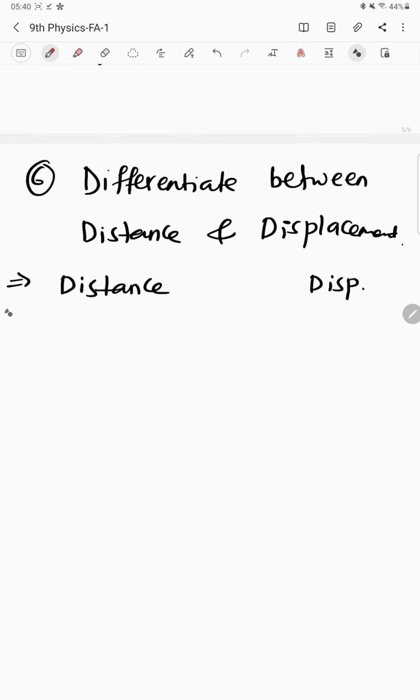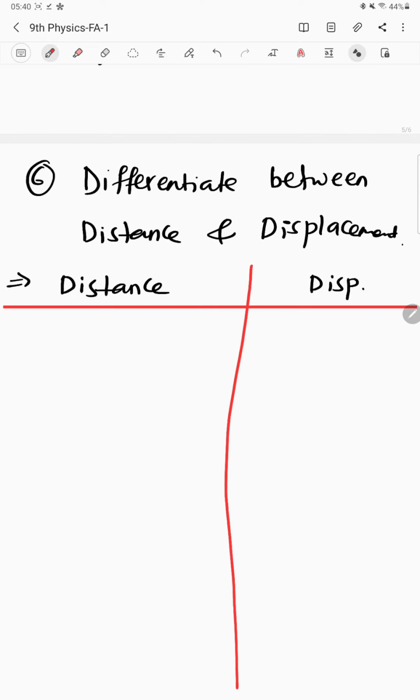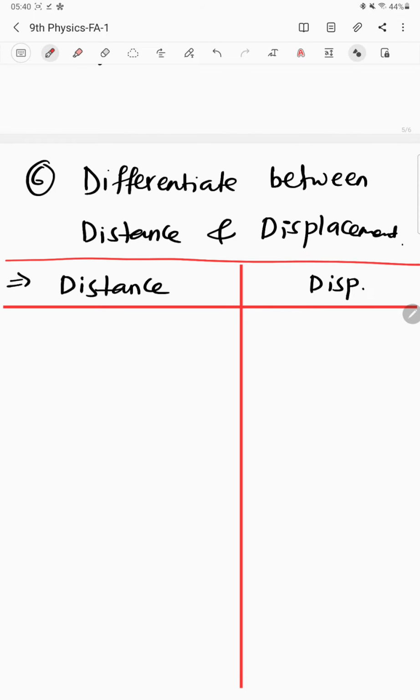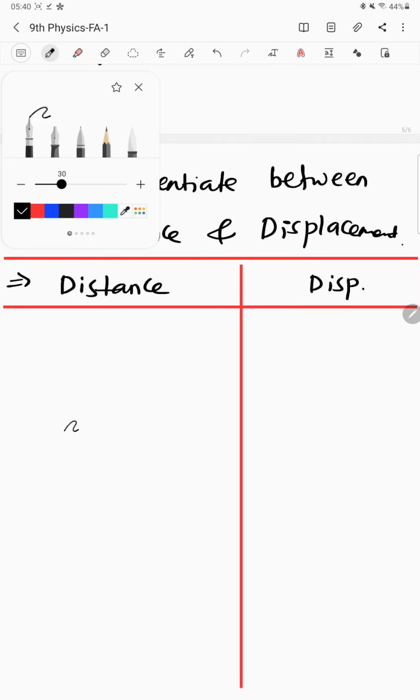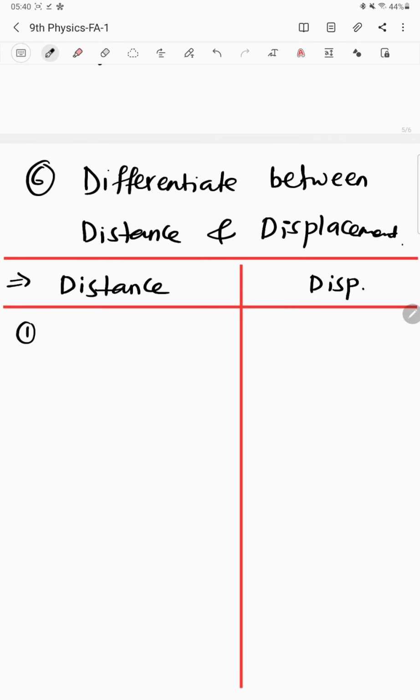Whenever they ask us to differentiate, you are supposed to have this table. If you draw this table, it will be easy for you to write the answer. Make this table, then start to make your points. The first point is: write the definition of distance.